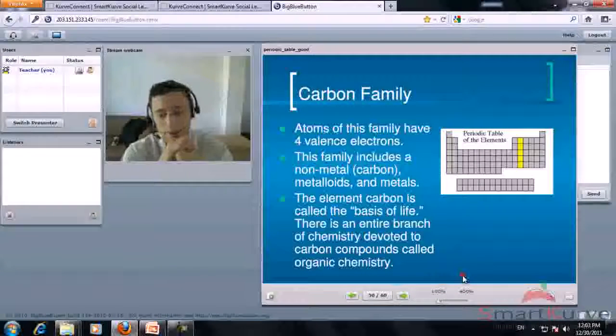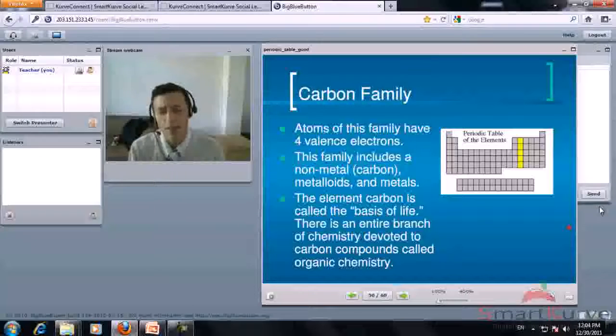The carbon family, they have 4 valence electrons. This family includes a nonmetal, metalloids, and metals. Metalloids, like silicon, are going to have properties of metals and nonmetals because they're kind of in the middle. Remember, metals are going to lose electrons very quickly. These nonmetals over on the right are going to gain them very easily, very quickly. The metalloids, they're right there in the middle. They can gain, they can lose, so they form these crystals.